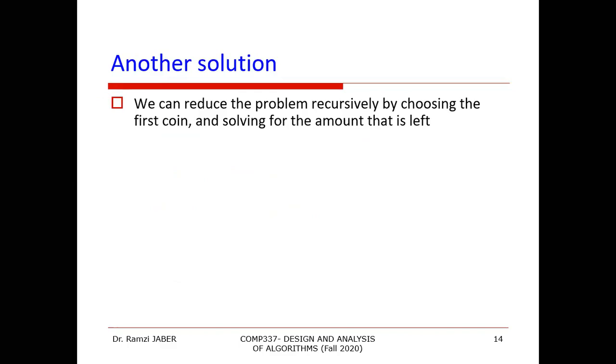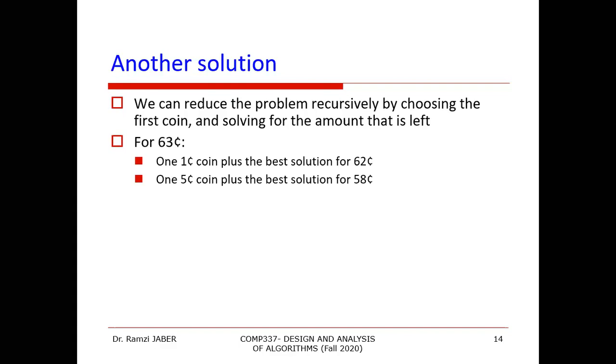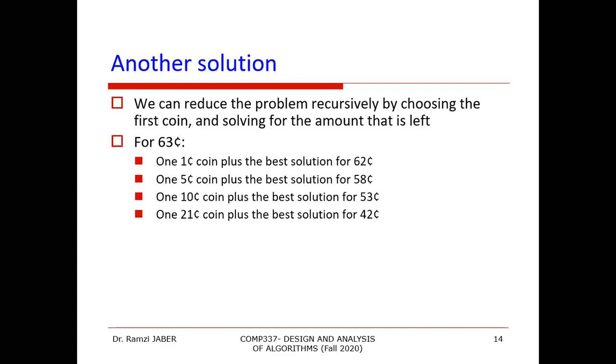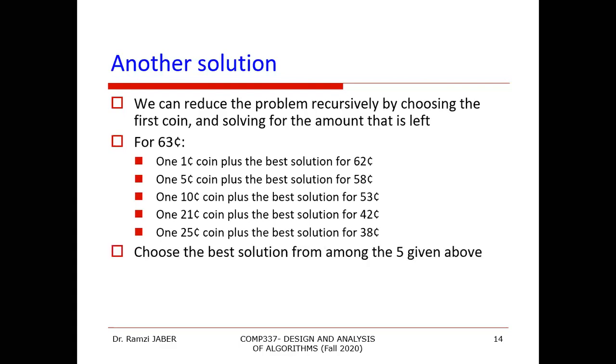Another solution. We can reduce the problem recursively by choosing the first coin and solving for the amount that is left. We have here another solution. Example, for 63 cent, we choose 1 cent coin plus the best solution for 62, or 1 5 cent coin plus the best solution for 58, or 1 coin 10 cent plus the best solution for 53, 1 21 and the rest 42, 25, the rest 48.